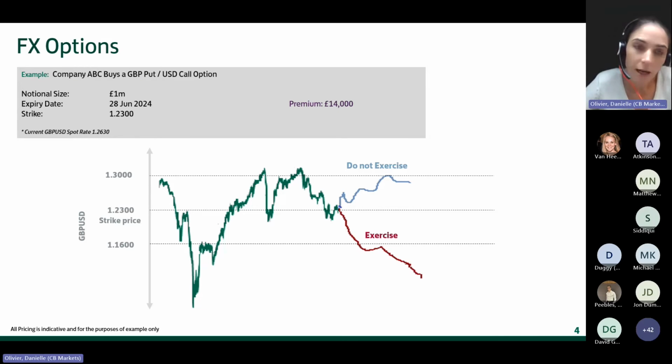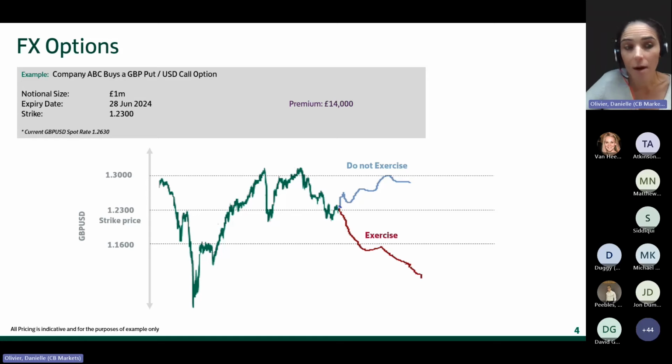If we look at the blue line where the market rate has gone to 1.30, on expiry, company ABC has a choice. As per their option contract, they can sell £1 million at the strike rate of 1.23 and receive 1.23 million US dollars. Or they can use the spot market to sell £1 million at the market rate of 1.30 and they would receive $1.3 million. So in this example, it is better to exchange in the spot market and let the option contract expire unutilized.